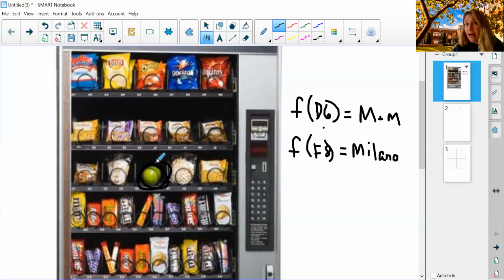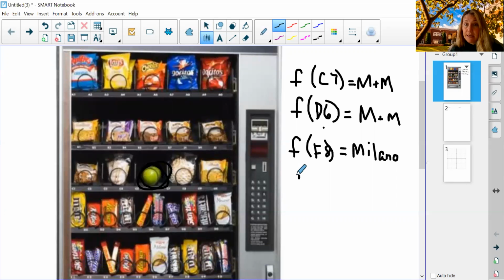Now, the function that we have in this vending machine is not what is known as one-to-one. Because I could put in, say, D6 and get M&Ms. I could also put in, say, C7 and also get M&Ms as an output. There's 2 rows of peanut M&Ms. There's 2 rows of plain old chocolate M&Ms. Same thing for those Milano cookies.